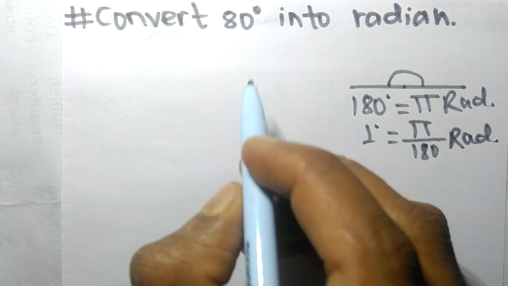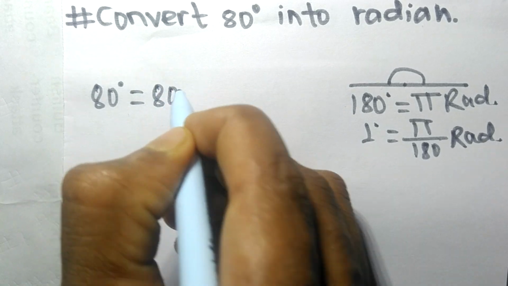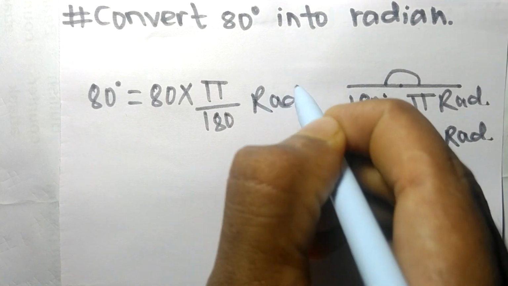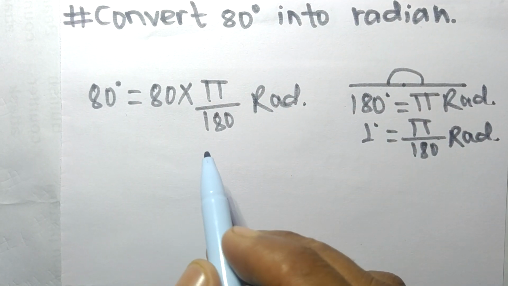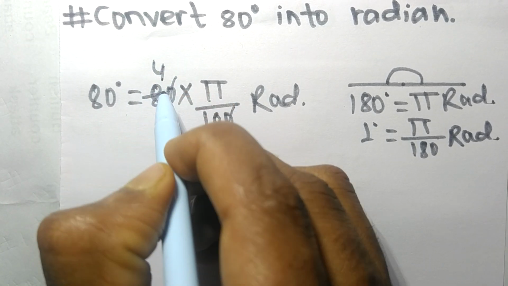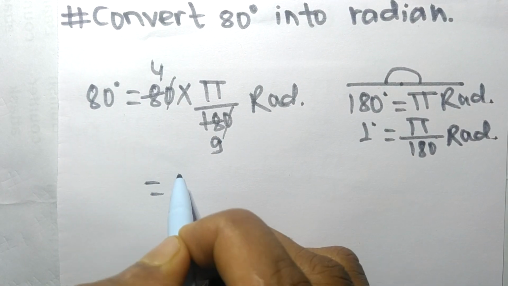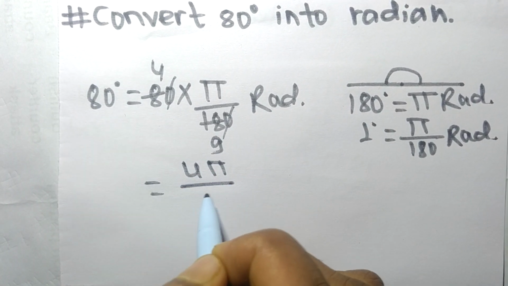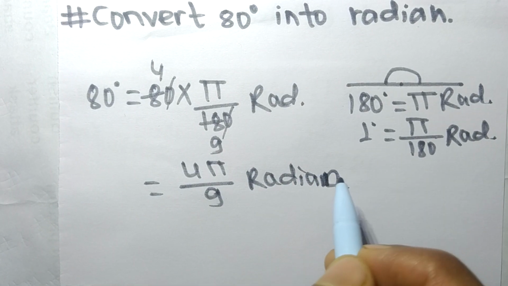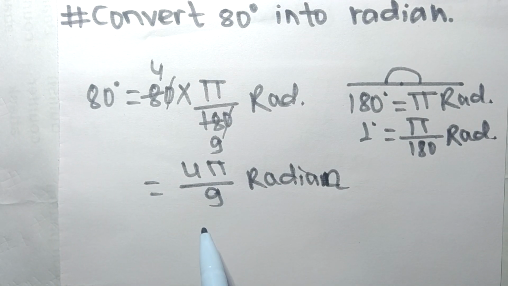So if we convert 80°, so 80° is equal to 80 into pi by 180 radian. So now we cancel the numbers. So 0 cancel. 2 times 4 means 8, 2 times 9 means 18. So it is equal to 4 pi by 9 radian. So 80° is equal to 4 pi by 9 radian.